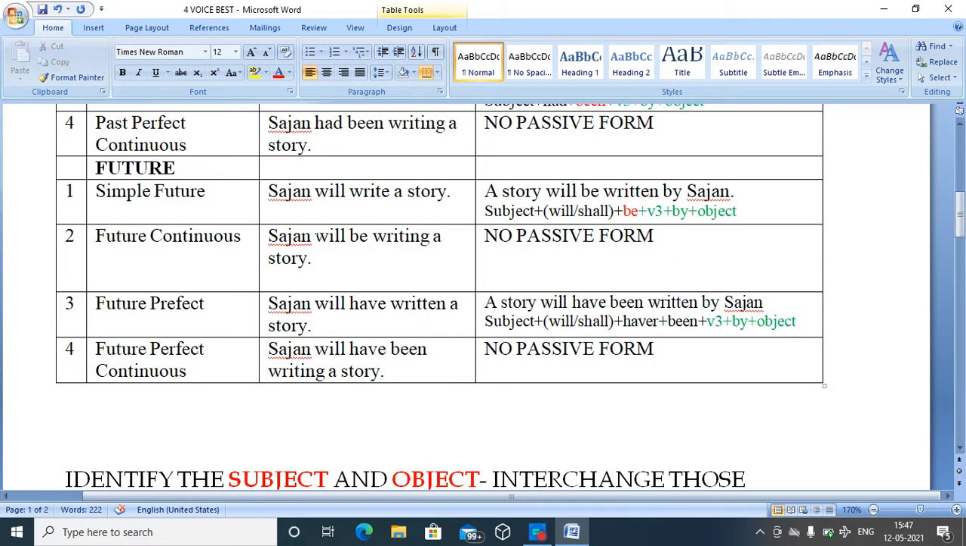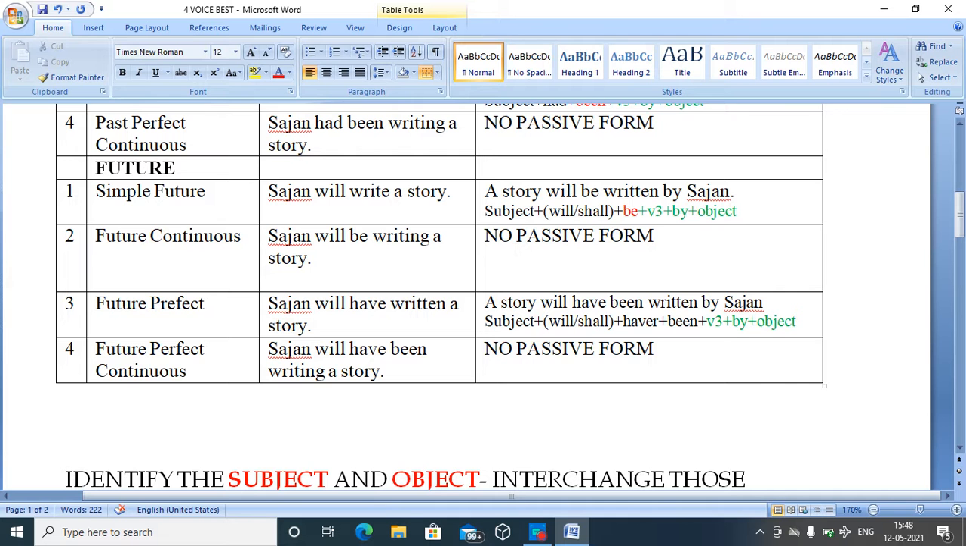Future continuous, the simple construction looks like will be, again as it is a continuous tense, ing form only, but will be is already there. There is no addition. If you think about marking the difference, will be is already given here. Adding another constant to that will be may make it very awkward. That must be the reason why it doesn't have a passive form. Will be being, nothing will match the normal flow of the sentence. It will affect the natural flow of the sentence construction. That may be one reason why it doesn't have a passive form.